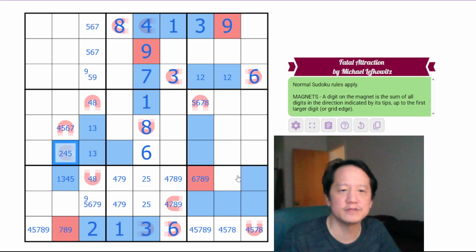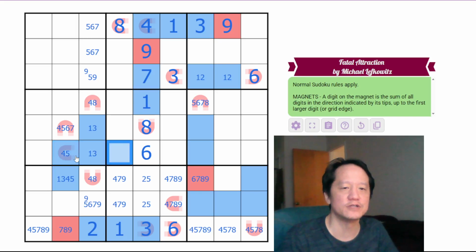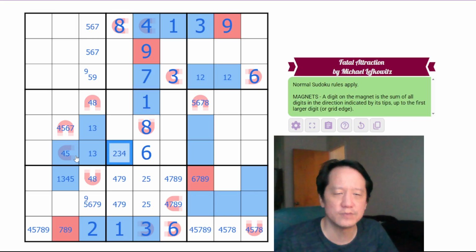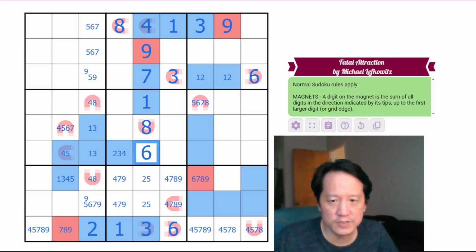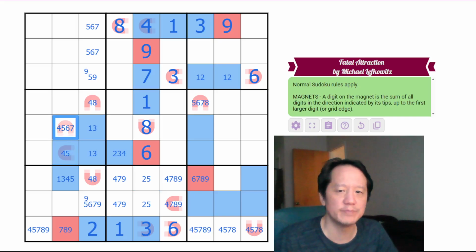This can't be 6 because of 6 in the row. This then cannot be 2. It's not the sum of 2 unique digits. So this is either 4 or 5. So if this is 4, this is 3, and that's 1. If this is 5, it has to be 1, 4, or 2, 3. We don't know. So this is going to be bigger. This is 4 or 5, which means this can't be 4.